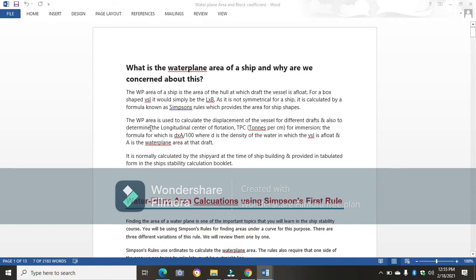The water plane area is used to calculate the displacement of the vessel for different drafts, and also to determine the longitudinal center of flotation, or the TPC, tons per centimeter immersion. The formula for which is density times area divided by 100, where D is the density of the water in which the vessel is afloat and A is the water plane area at the draft.